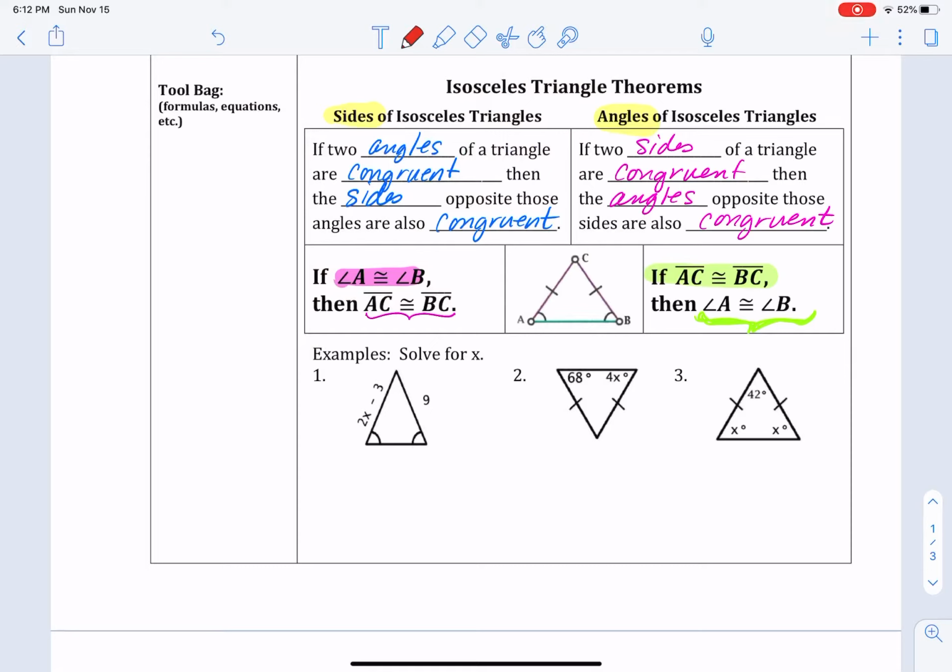So for the first one, I'm given that two angles are congruent. That's what these marks mean. That means that I can say that the sides opposite those angles are also congruent. That means I can say 2x minus 3 equals 9. Now it's just a matter of solving the equation. We add 3 to both sides so that 2x equals 12. Divide by 2, and I get x is 6.